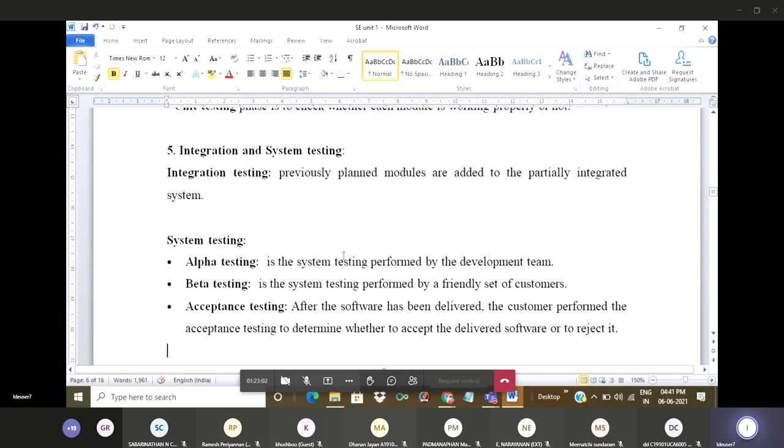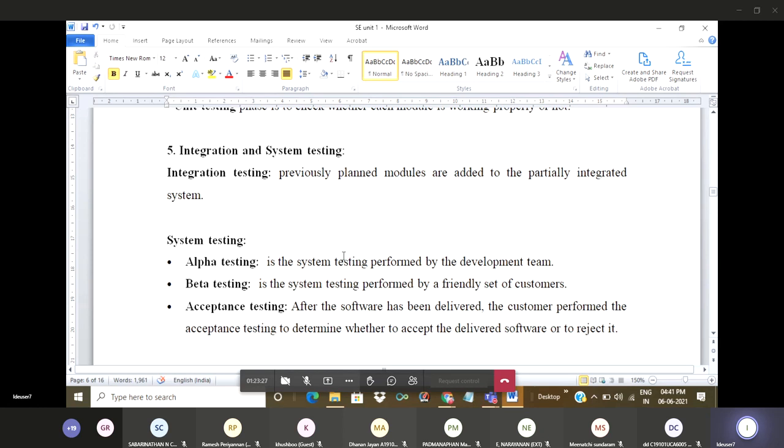Here we have three types of testing: alpha, beta, and acceptance testing. Alpha testing should be performed by the development team. Before we deliver any project to the customer, we have to verify ourselves whether it is working properly or not. So alpha testing is performed by the development team.